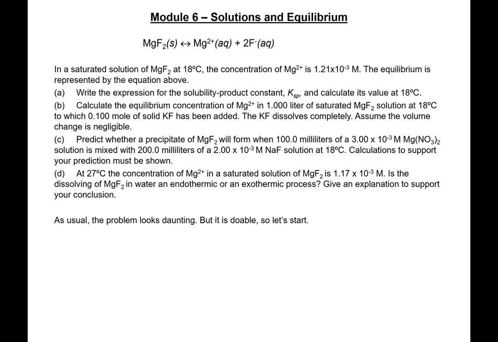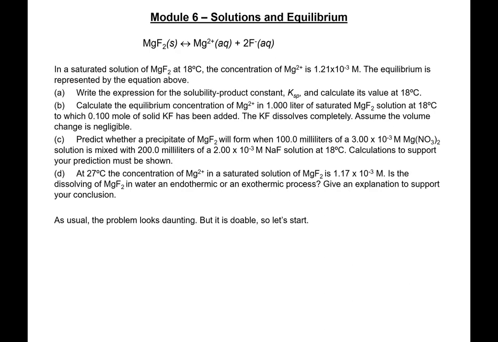Part C, predict whether a precipitate of magnesium fluoride will form when 100 milliliters of a 3 times 10 to the minus third molar magnesium nitrate solution is mixed with 200 milliliters of a 2 times 10 to the minus third molar sodium fluoride solution at 18 degrees. Calculations to support your prediction must be shown.